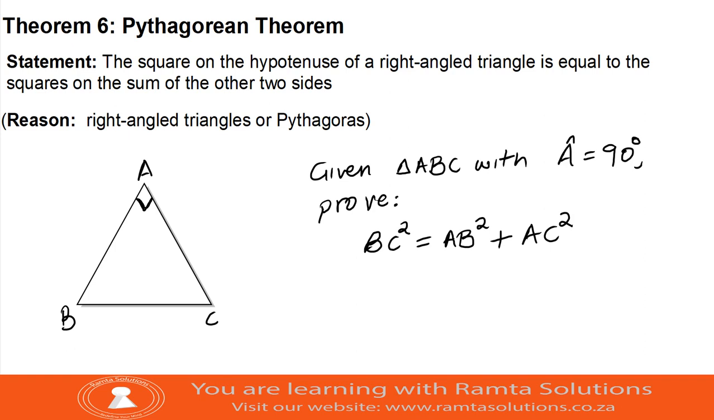And the proof that you are getting today is the proof that you get in grade 12. However, there are many proofs to this theorem. So, let us say you are given triangle ABC with angle A equal 90 degrees. You must prove that BC, is BC the hypotenuse? Yes, remember, the hypotenuse is the side opposite the right angle. So BC squared is equal to AB squared plus AC squared. Now, let's get to prove this.